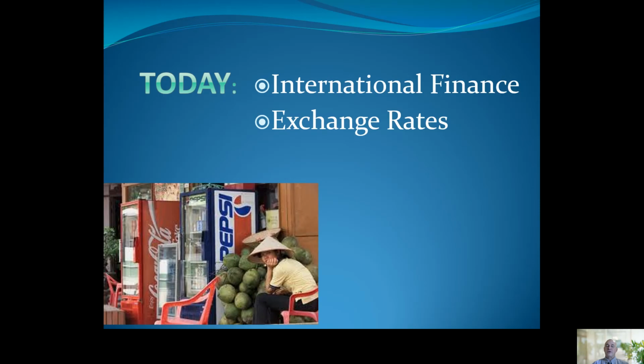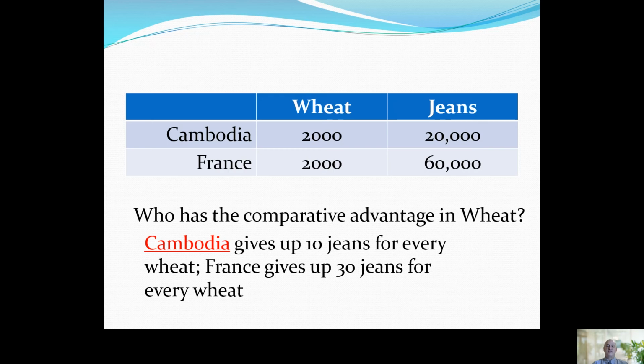In this chapter, you're going to learn the basics of international finance and exchange rates. If you'll remember from the last chapter, we discussed the idea of comparative advantage, the notion that a country has a comparative advantage when it can produce something at a lower opportunity cost. So in this example, while it appears as though Cambodia and France can both produce the same amount of wheat, they give up different amounts of jeans in order to produce that wheat.